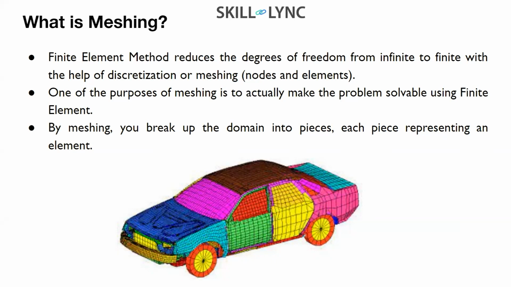So what we are trying to do is make it from infinite to finite with the help of discretization, or meshing, of nodes and elements. One of the purposes of meshing is to make the problem solvable. If it is not solvable, then it will be difficult. By meshing, you can break the bigger domain into pieces. As I said, you have a bigger geometry and you are trying to break it into smaller geometries. Why are you doing so? That will ease you in creating a stiffness matrix, and depending upon that stiffness matrix, the solution follows.